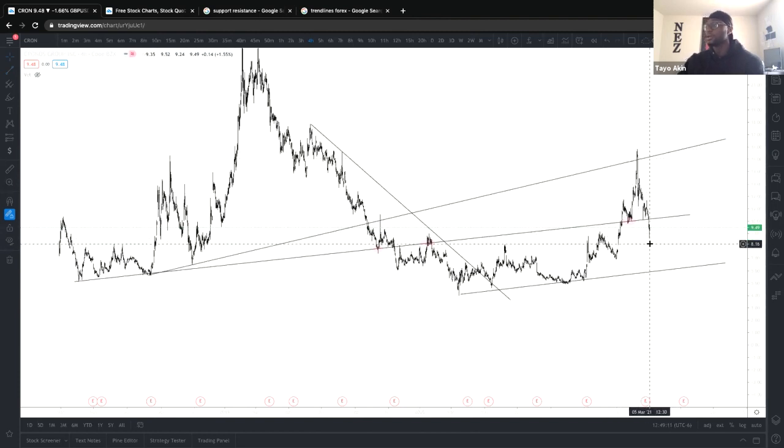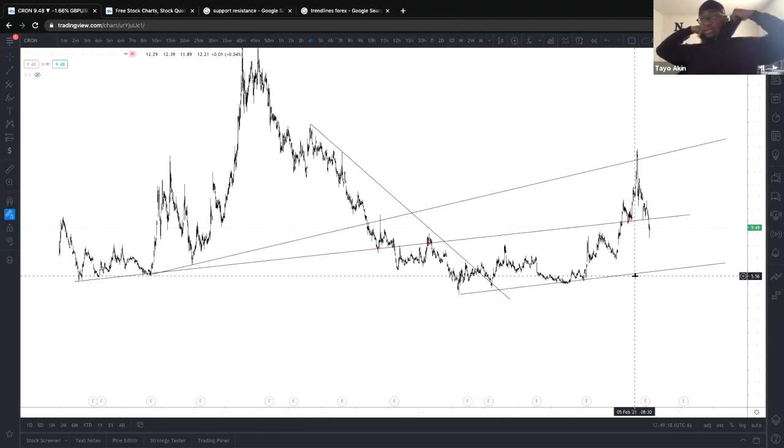Now shooting down, broke structure, which was significant because it broke 1, 2, 3. So this could actually be bearish. We don't know just yet. But I'm not doing a deep analysis on that. I'm just demonstrating.